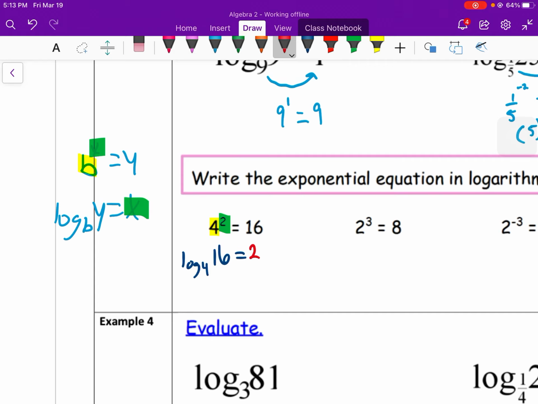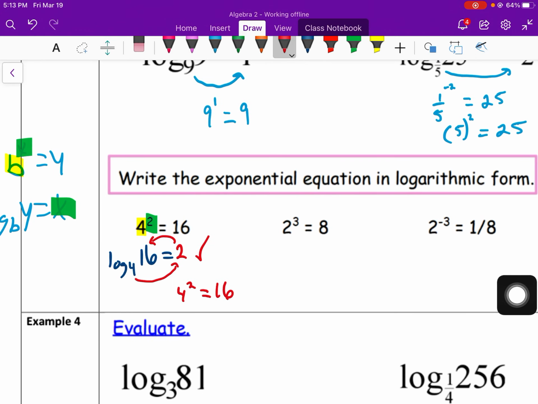Let's now work the way we've been used to. So 4 to the power of 2 equals 16. Yep, these look the same, and that's a true statement. So that looks good. Let's try this one now.